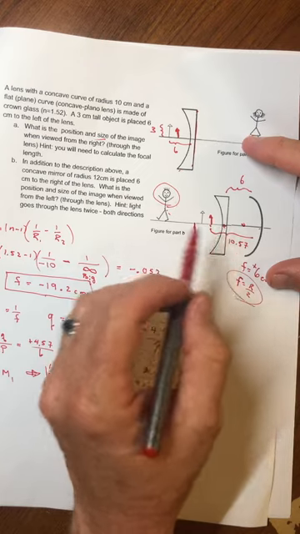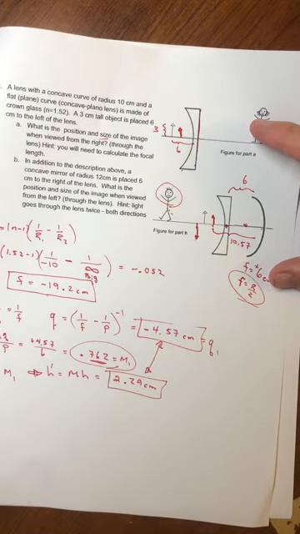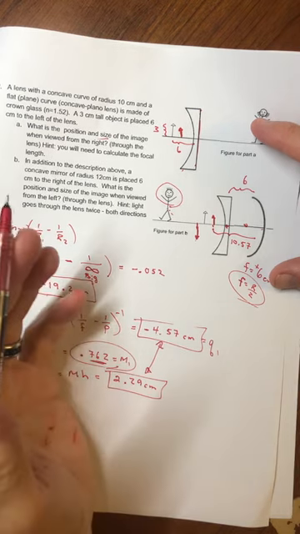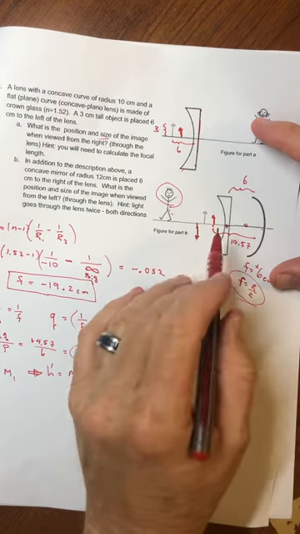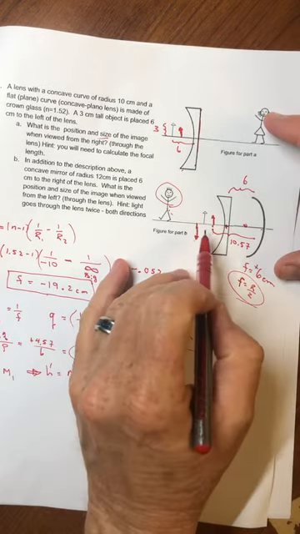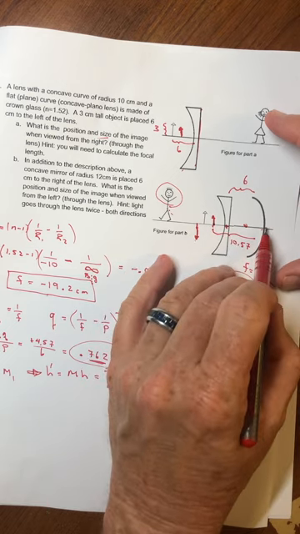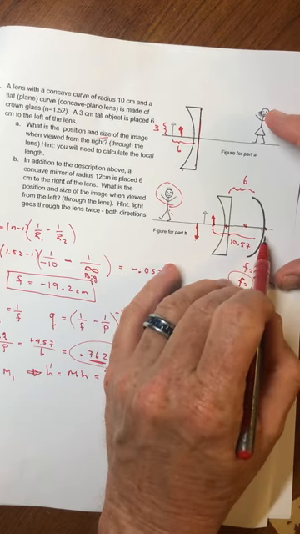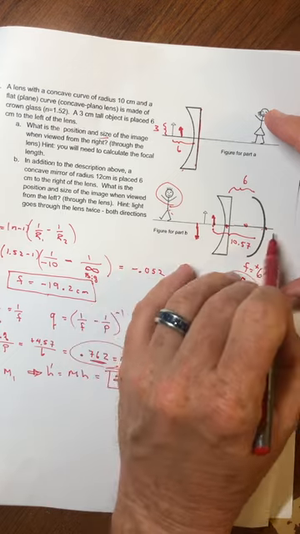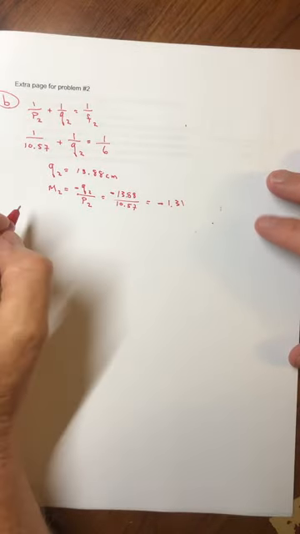The light's going to be affected one more time, but again, our strategy is to figure out where the image is from the second one, because that's going to be the object for the first one. Just like the image for the first lens now becomes the object for the second, which is the mirror. And so now the image of the mirror is going to be the object for the third step. So let's do all this a second time.